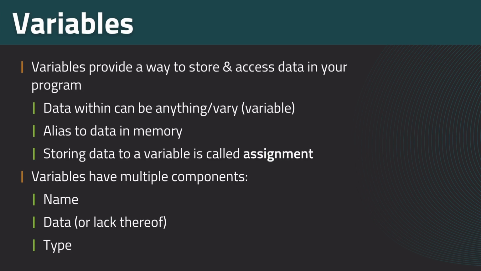When you store data into a variable, it's called assignment. So you'll be assigning data into variables. Variables have multiple components. We have the name of the variable, the data that's part of the variable, or lack thereof, and a data type.